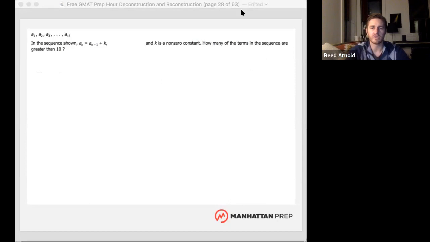You know there's a sequence, 15 terms in it. We know that we're adding a constant every time. We don't know if it's positive or negative. Okay, we need to know where we hit 10. We need to know if 10 is one of the numbers, or if we cross 10 at some point.